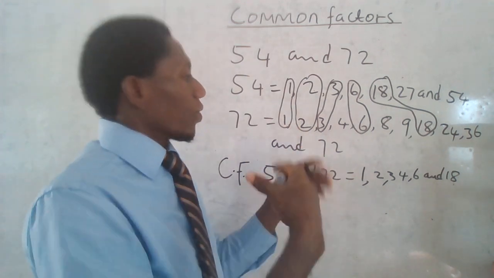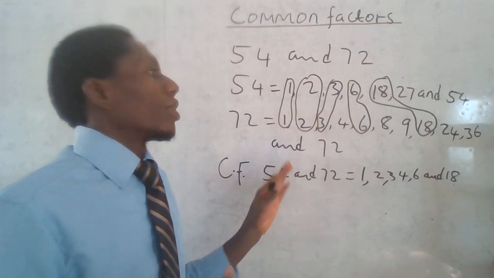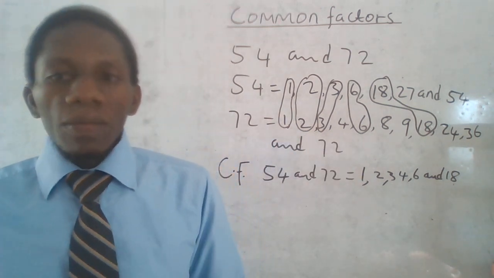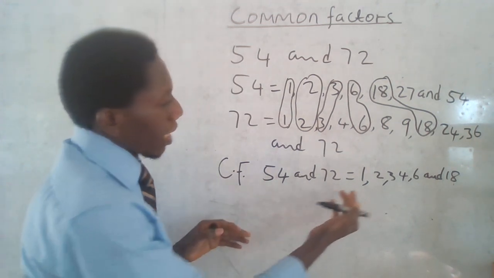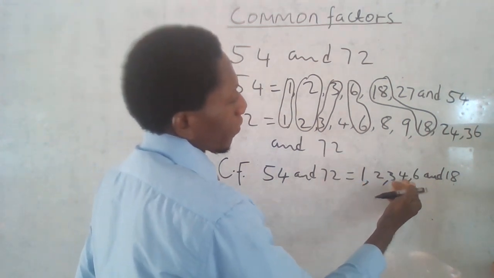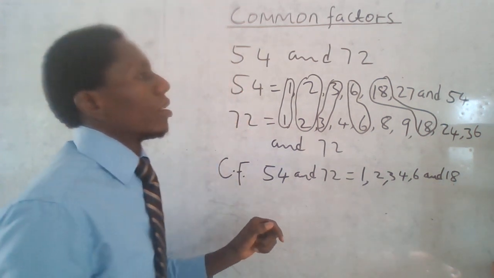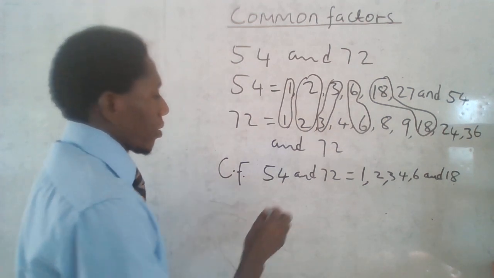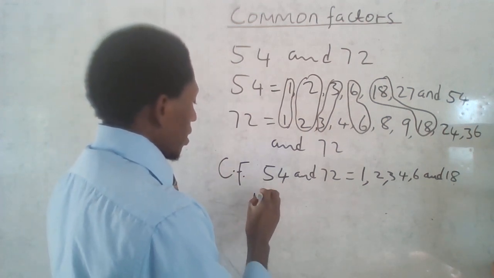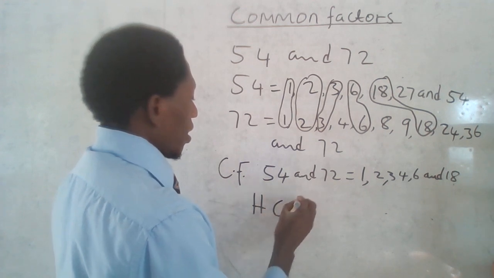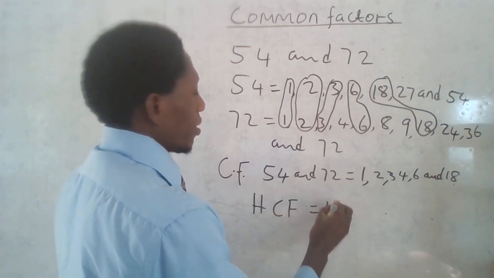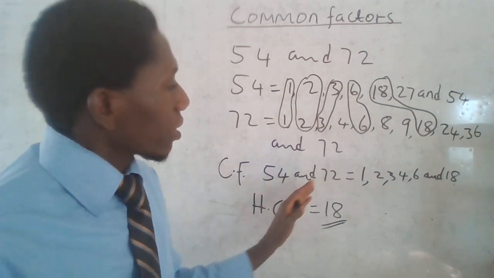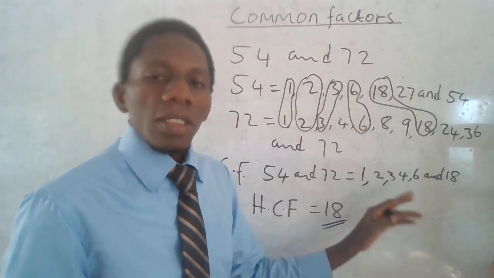So if you're looking for the highest common factor among them, let's assume that maybe you're asked to find the highest common factor among them. So look at these factors now: 1, 2, 3, 4, 6, and 18. Of course, 18 is the highest number here. So we have HCF is 18.